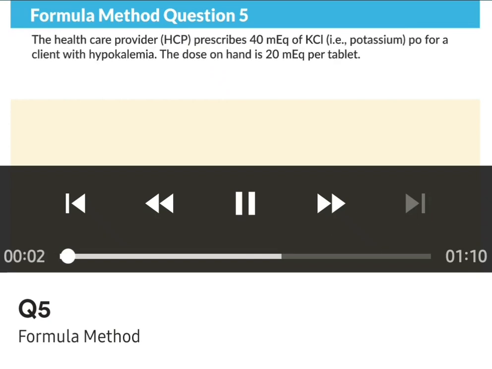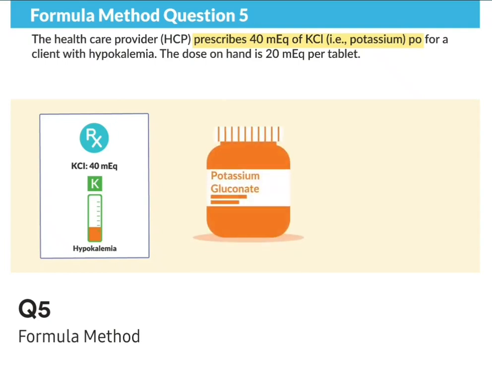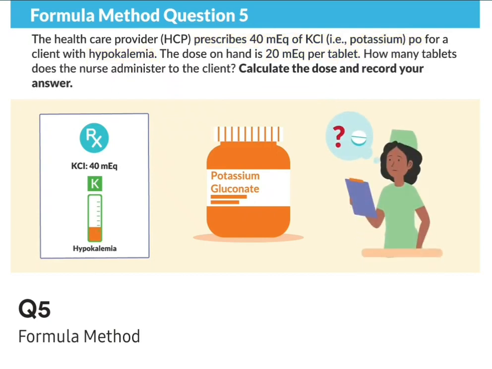Question number five. The healthcare provider prescribes 40 microequivalents of KCL. So don't get scared. It's just a microequivalent. Just look at the big number here, 40. Now, this is a prescribed PO for a client with hypokalemia, that low potassium. The dose on hand is 20 microequivalents. So how many tablets does the nurse administer to this client?